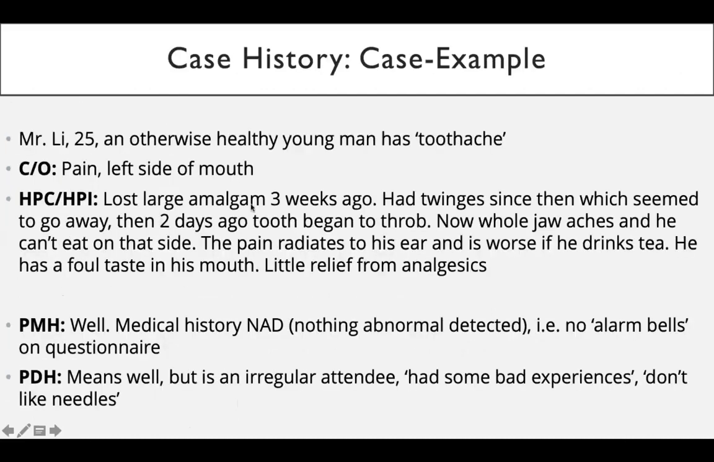Now here we have a very good example from the Oxford handbook, where we changed the name because we are in China. Mr. Lee, 25 years old, an otherwise healthy young man, has a toothache. This is your observation, and this is the personal data: his name, age, young. You should add the occupation and address, right?